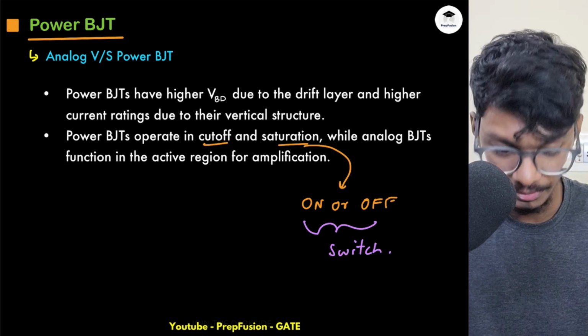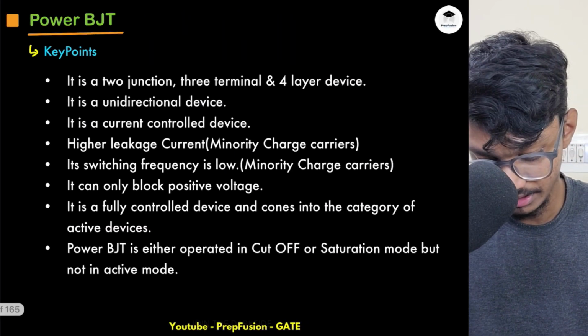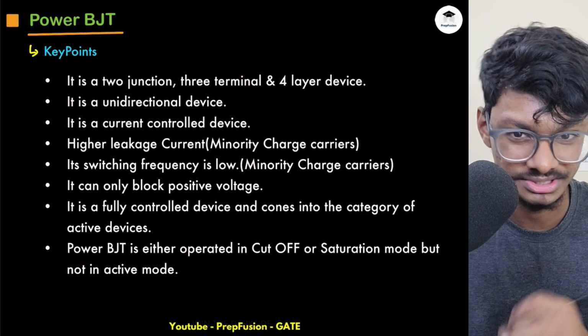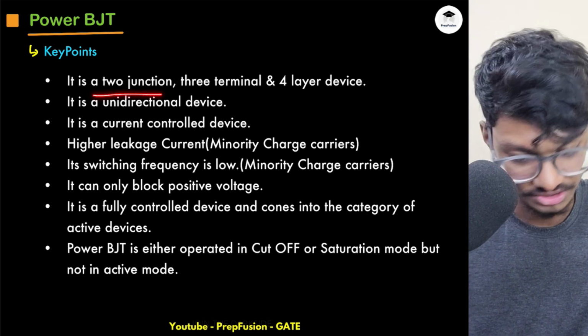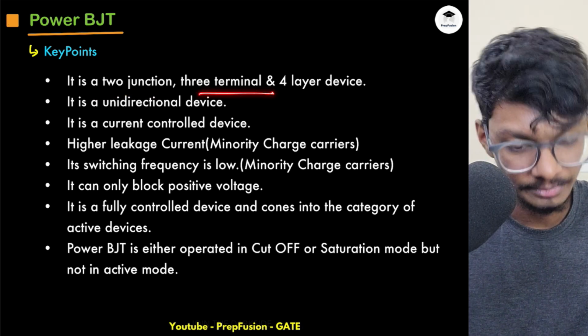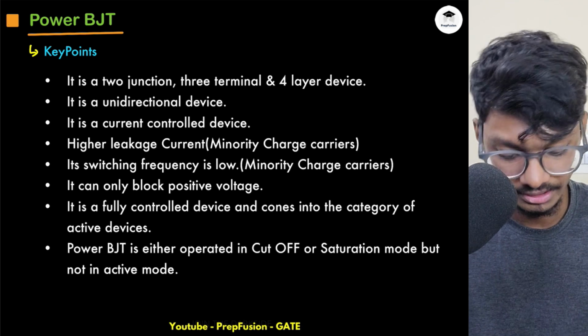Right? We use it in power electronics as a switch, nothing else. So here a few key points are written about the power BJT. Theoretical points may come. It is a 2-junction, JEB and JCB, 3-terminal, base, collector, emitter, 4-layer device.